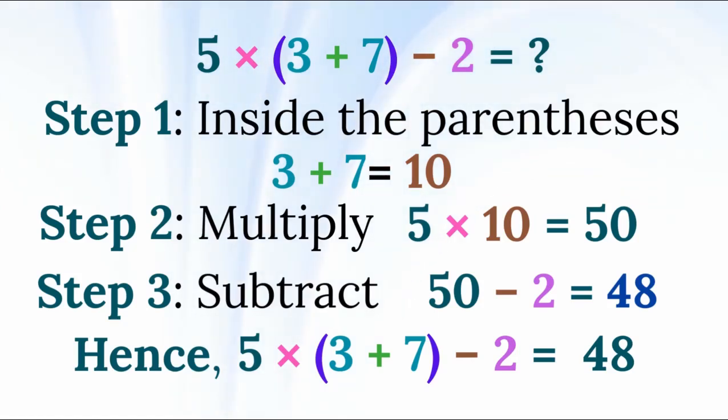Step 1. Inside the parentheses, 3 plus 7 equals 10. Step 2. Multiply. 5 times 10 equals 50. Step 3. Subtract. 50 minus 2 equals 48. Hence, 5 times, inside the parentheses, 3 plus 7 minus 2 equals 48.